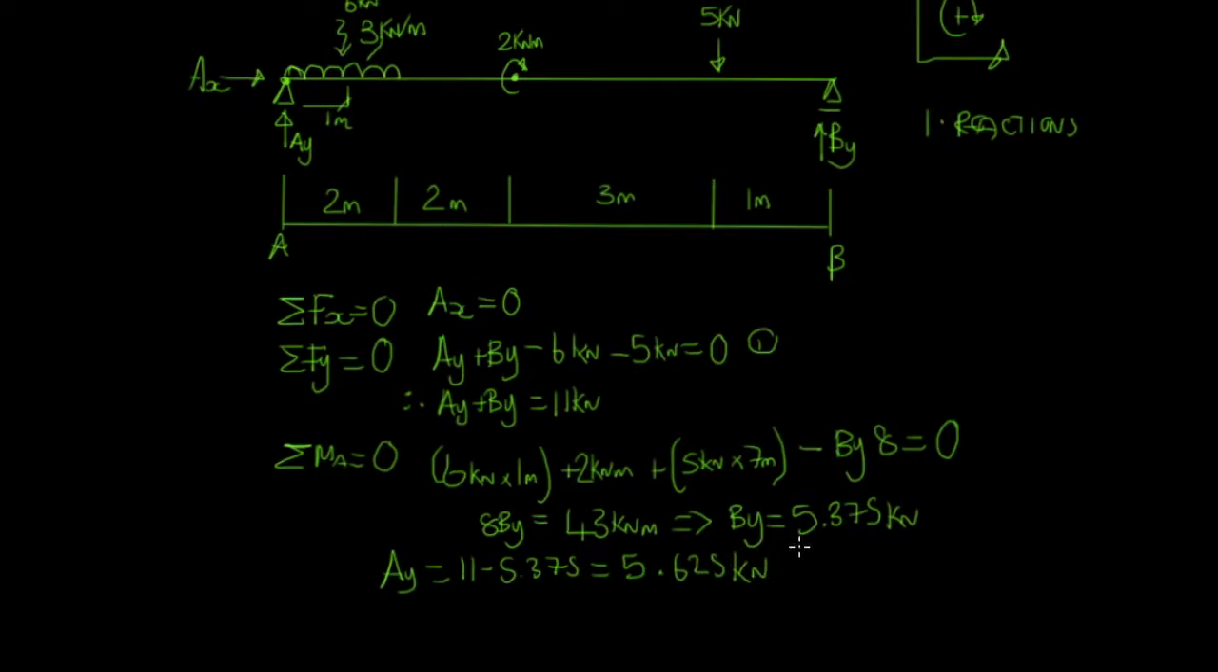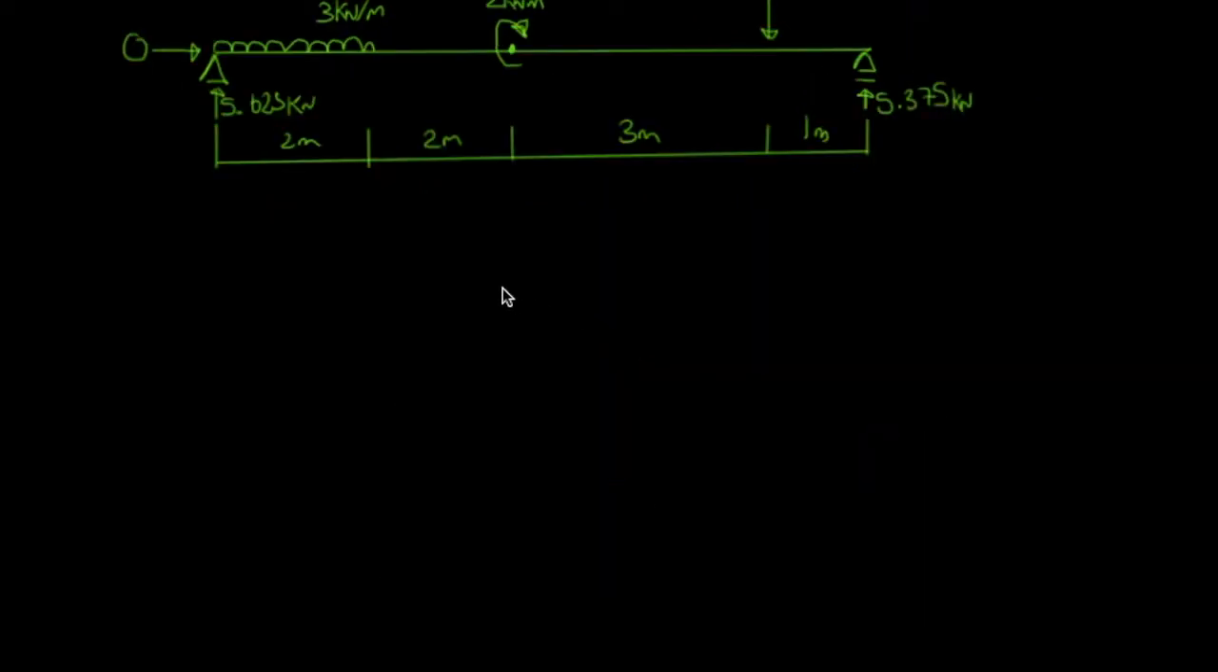5.625 kilonewtons. Okay, so we've got our reactions, our vertical reactions at the supports. I'm going to go ahead and redraw this with our reactions, and I will get back to you shortly. We've got our beam all drawn up with our reactions added. The next step of the video is to calculate the shear force. So that's step 2, the shear force diagram.